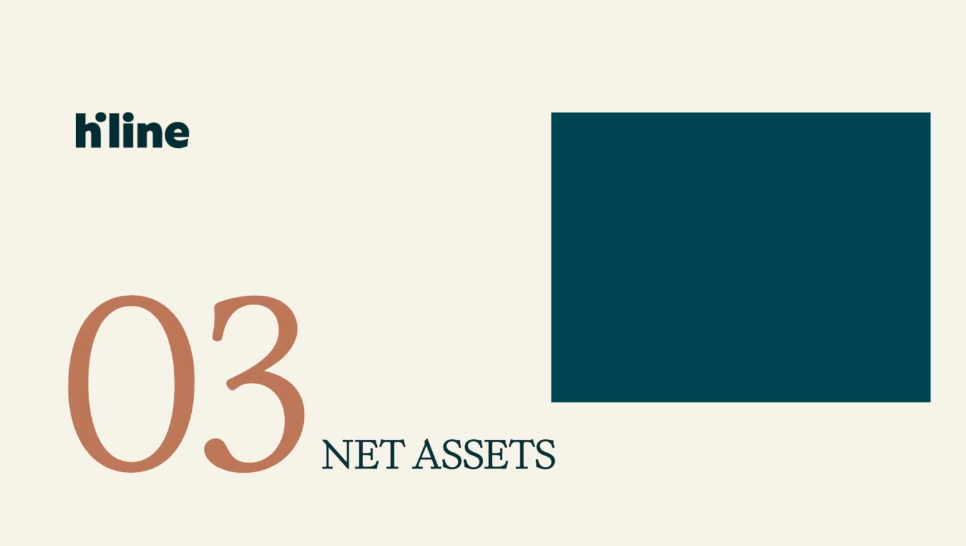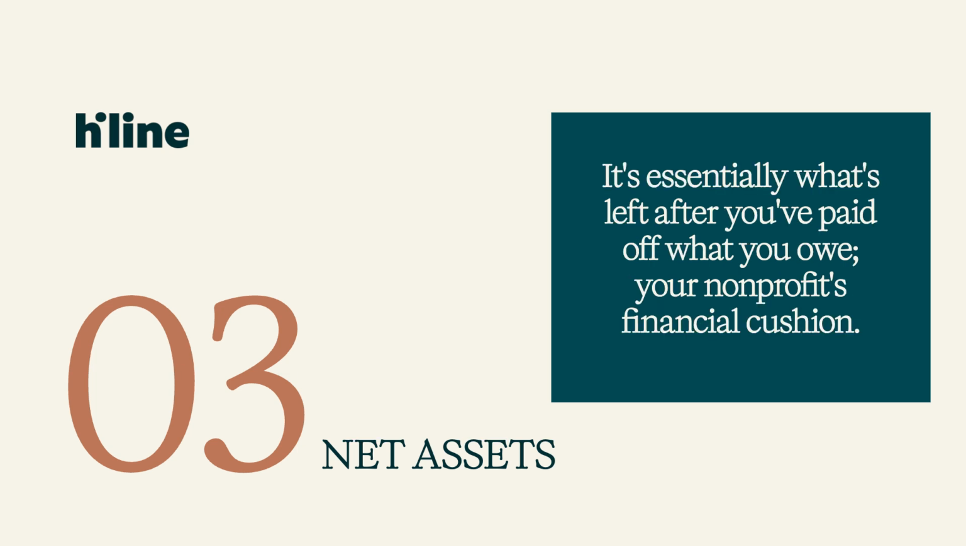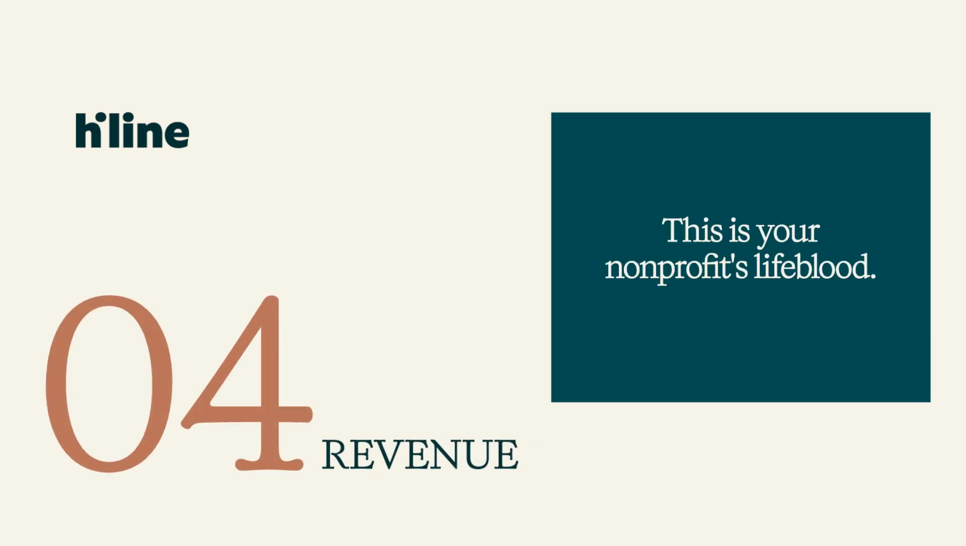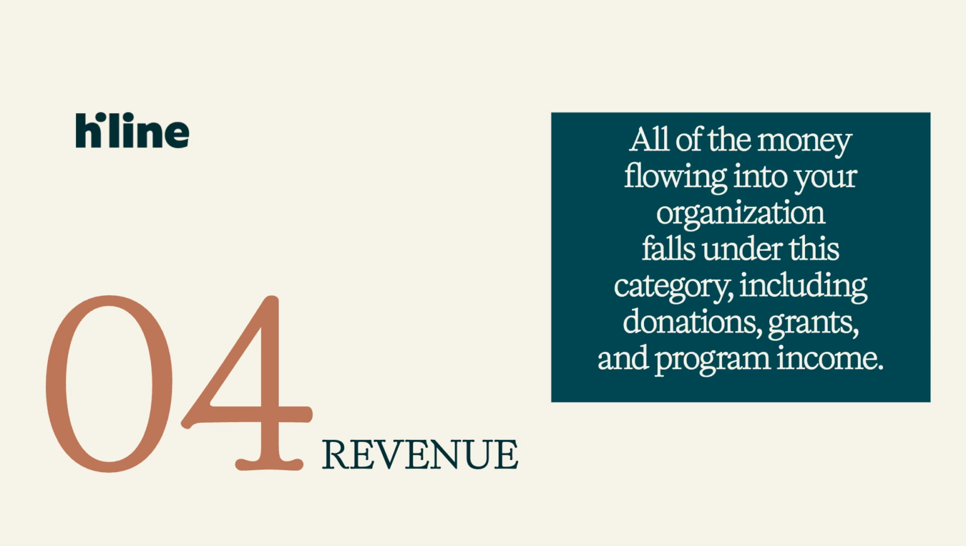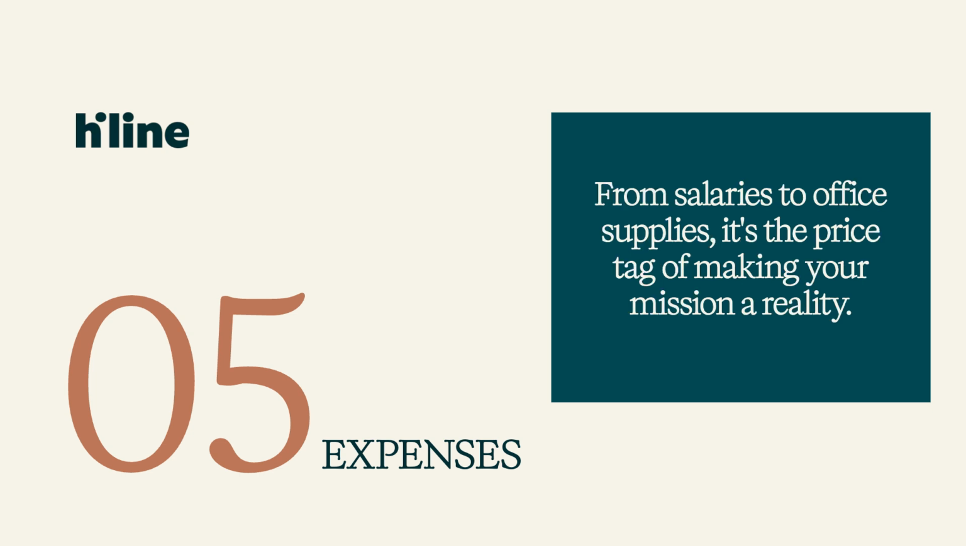Third, net assets. This shows the difference between assets and liabilities. It's essentially what's left after you've paid off what you owe, your nonprofit's financial cushion. Fourth, revenue. This is your nonprofit's lifeblood. All of the money flowing into your organization falls under this category, including donations, grants, and program income. And finally, expenses. These are the costs incurred in running your nonprofit, from salaries to office supplies. It's the price tag of making your mission a reality.